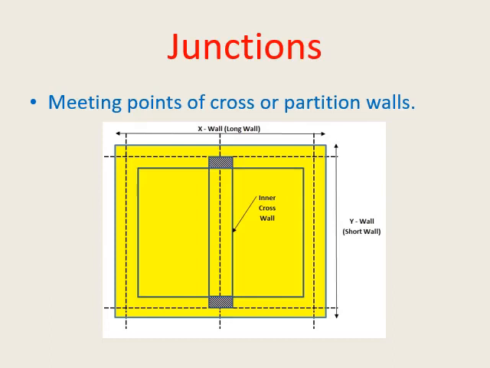Look at the screen. There you can see a 2-room building. In that, there is one inner cross wall and one outer cross wall. So at the crossing of the inner and outer wall, that point is termed a junction, where 3 walls meet, that is considered the junction.